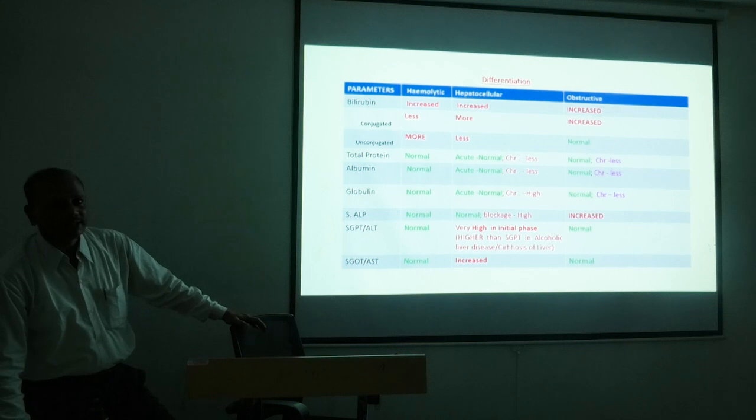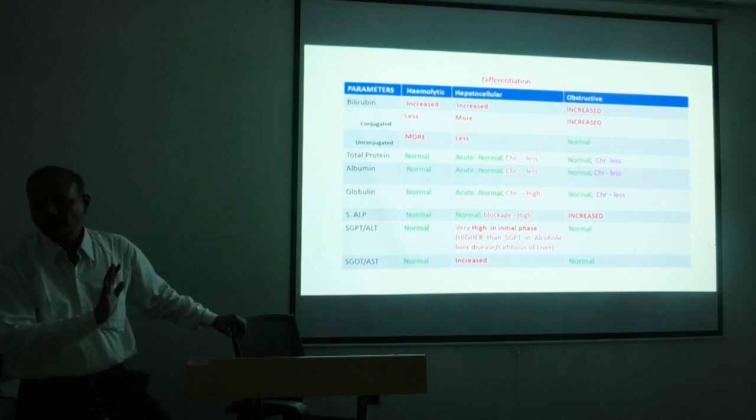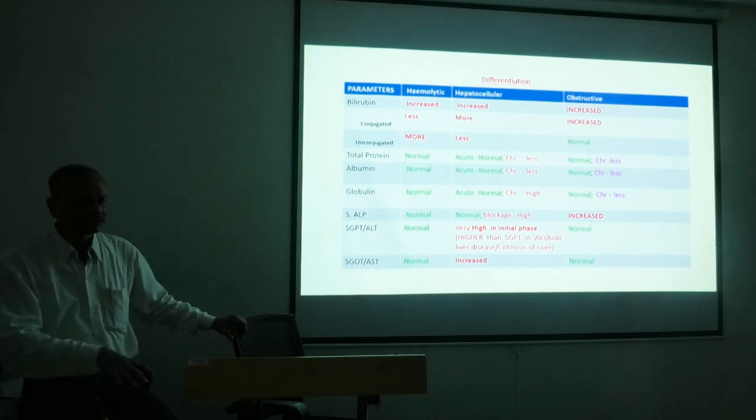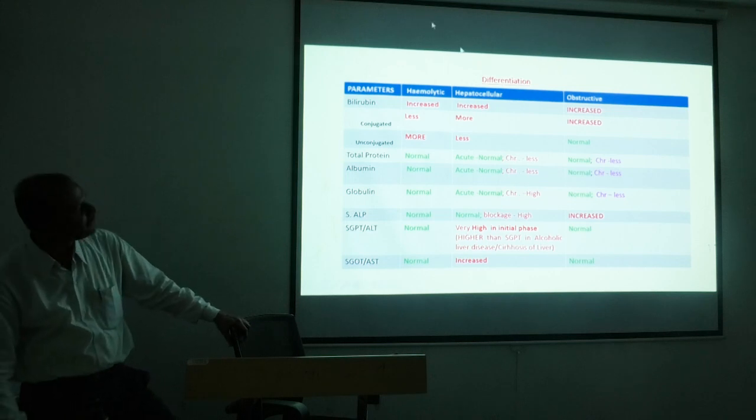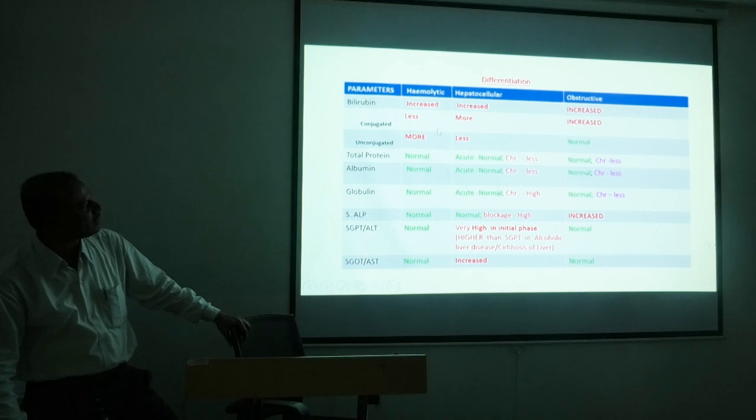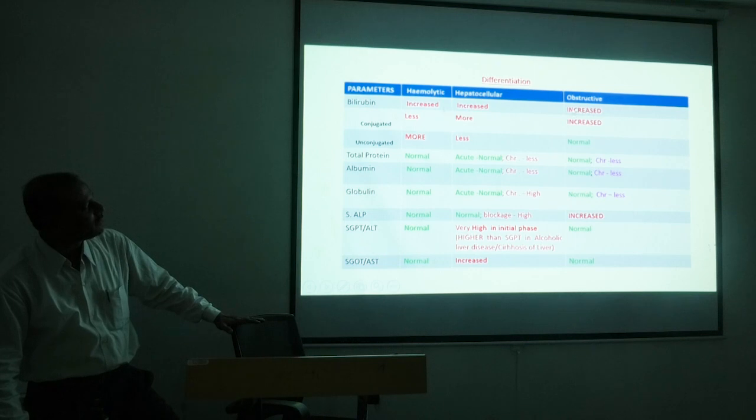So to summarize this, you must remember. I told you all these things for so long, and we must now concentrate: in hemolytic jaundice, there will be predominantly unconjugated hyperbilirubinemia. Everything else is normal. In all 3, bilirubin will increase. Here, conjugated will be more, here it will be less, and here it will be almost normal.